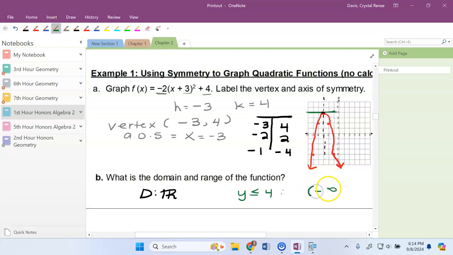So -infinity to 4. Now notice there's a parenthesis here and there's a bracket here. Something you need to know in interval notation is this: the parenthesis means not equal to. So strictly less than or greater than would get this, and as a technicality, we'll never get to infinity. Whereas 4, we do equal 4 here. So this is equal to, less than or equal to, greater than or equal to. So that's why there's a parenthesis and then a bracket.